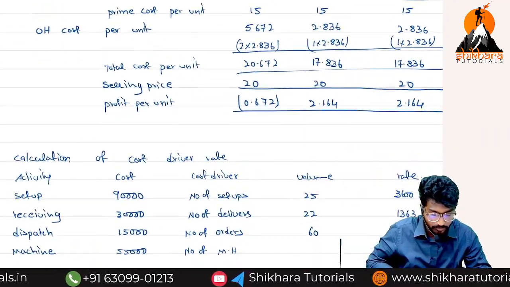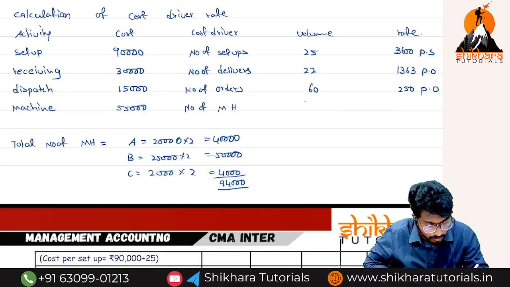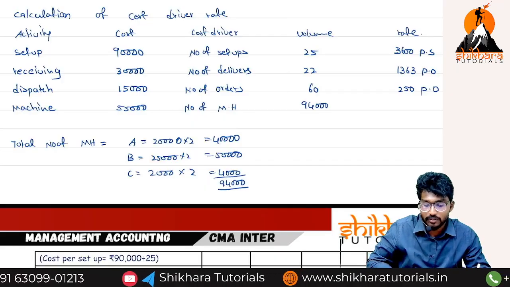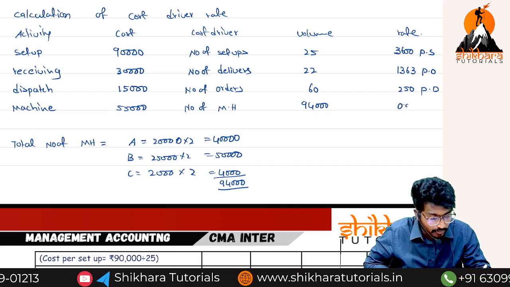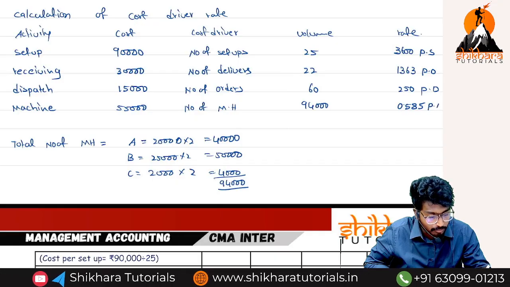Now, for how many machine hours? 94,000 volume. Now what is the rate? 55,000 divided by 94,000. 0.585 per machine hour.